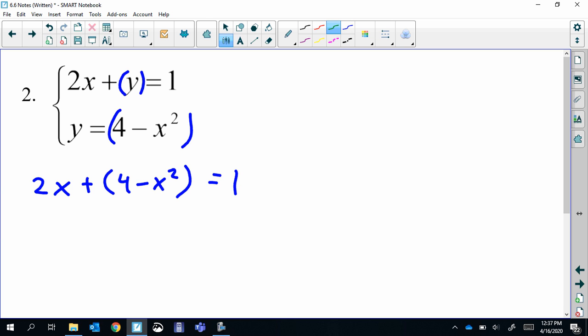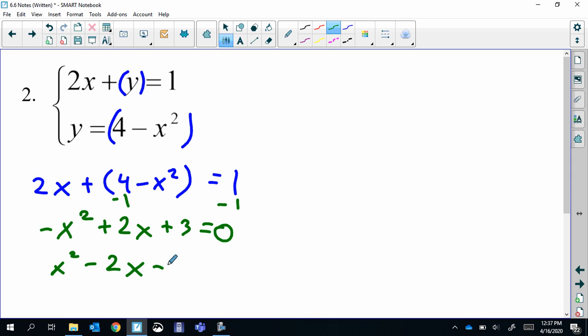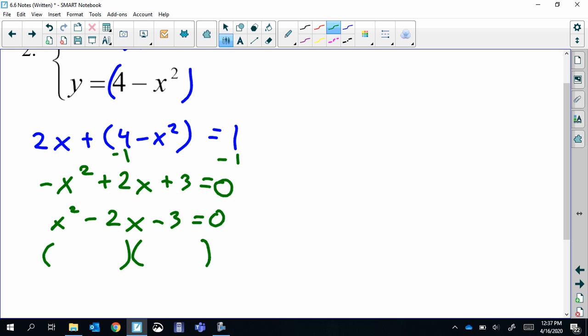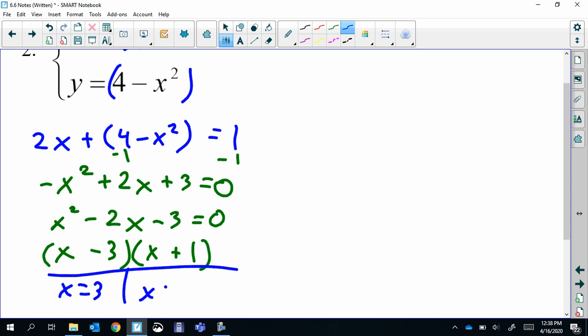So now we will combine like terms and make this be standard form. So let's put the negative x squared first, followed by our 2x, and let's subtract our 1 over, so that's 3. Now we don't want that negative there in the front, so let's change all of our signs. And now that is factorable. Multiply to be negative 3, add to be negative 2, negative 3, positive 1. So we get x equals 3 and x equals negative 1.